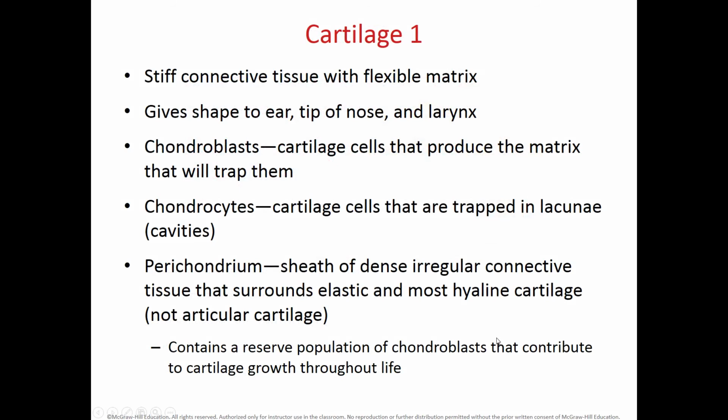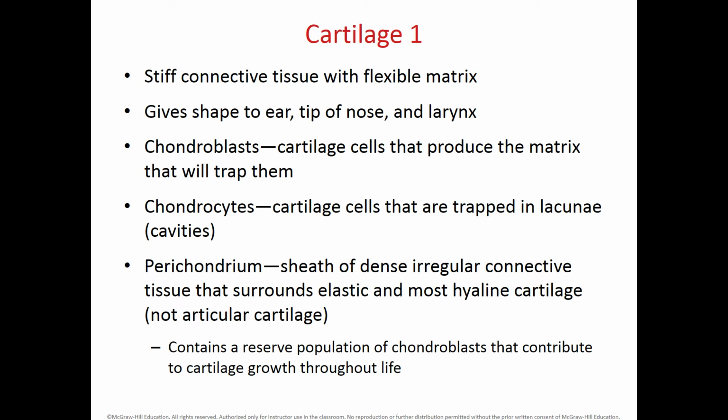Okay, the other type of connective tissue is cartilage. Cartilage is a stiff connective tissue that has a flexible matrix. We have cartilage of three types: hyaline, fibrous, and elastic. We will talk more about these types when we start talking about the skeletal system. For now, it's enough to know that it's the cartilage that gives shape to our ears, the tip of our nose, and the larynx.